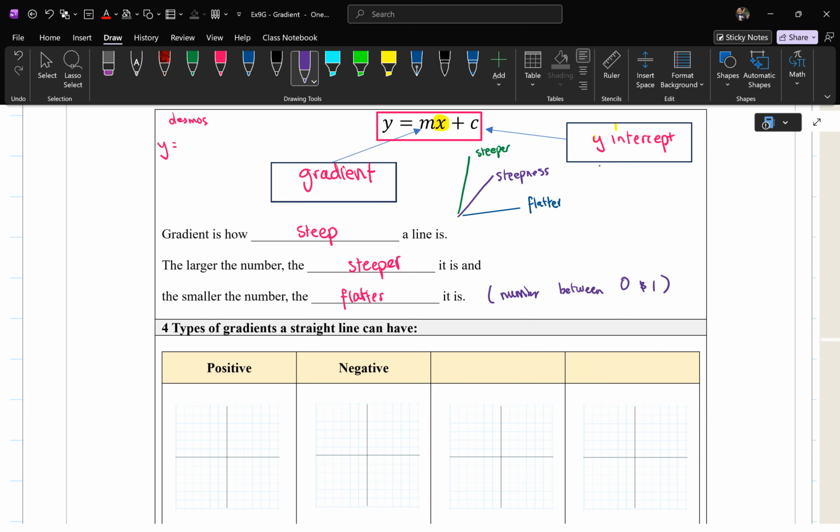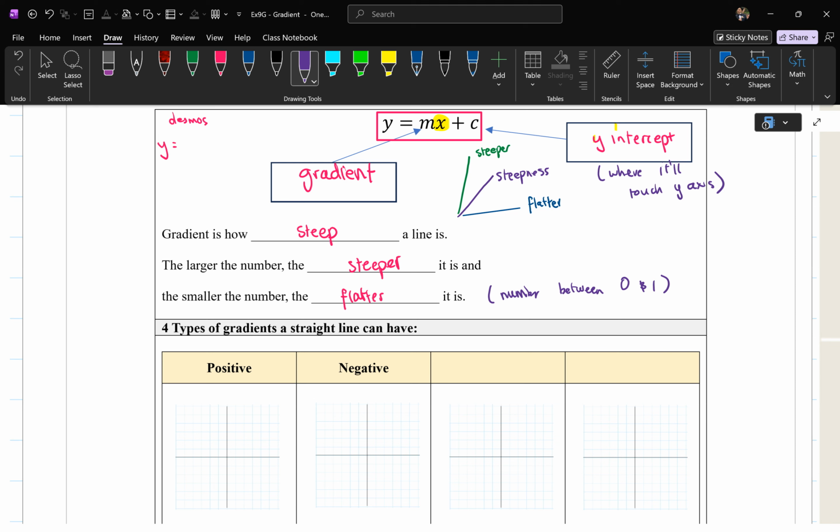So write a note here, where it'll touch y-axis. Write that in. So the number that you add or subtract, it'll tell you where it'll touch the y-axis. That's what that last box tells you. So C will tell you the y-intercept.